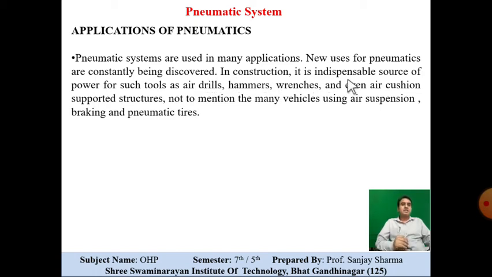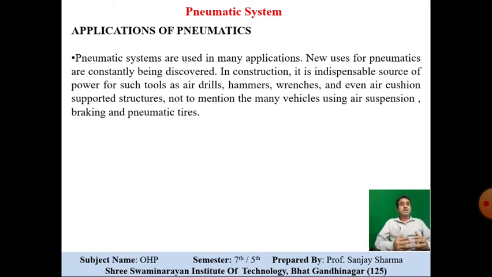In construction, it is an indispensable source of power for tools such as air drills, hammers, wrenches, and even air cushioning support structures. Not to mention the many vehicles using air suspensions, braking and pneumatic tires. So there are many operating tools, wrenches or hammers which are being operated with the help of the pneumatic system. Even nowadays air suspension systems are used in vehicles which use the pneumatic system.